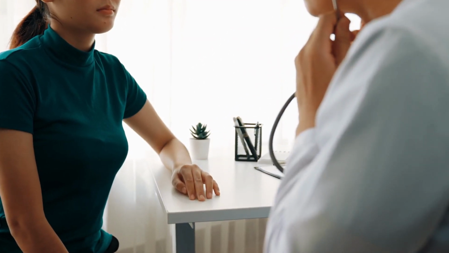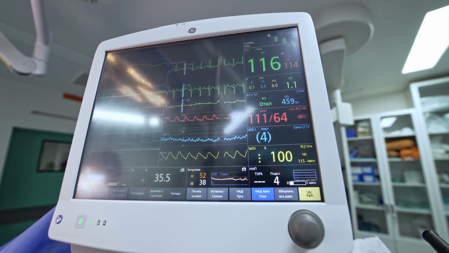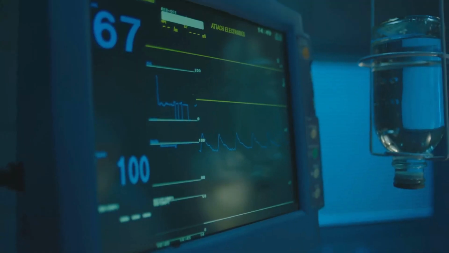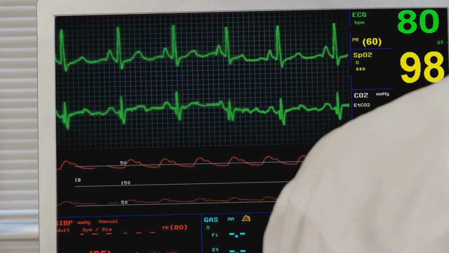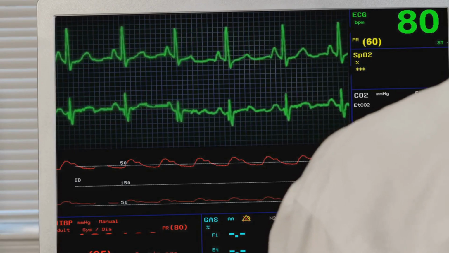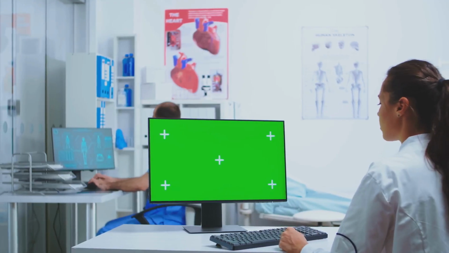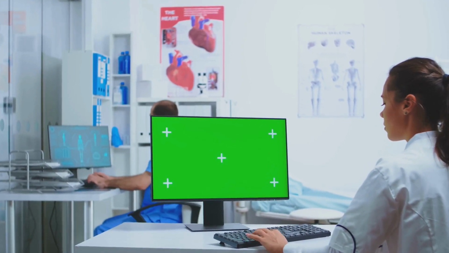Vital signs are like windows into the body's overall health. They provide critical information about a patient's well-being. These measurements offer insights into various bodily functions. Understanding vital signs is crucial for healthcare providers. It allows for quick assessment and informed decisions about patient care.